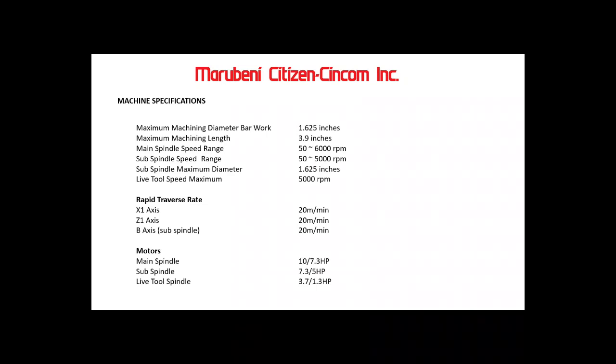Rapid traverse rates on all axes are 20 meters a minute. The maximum power rating for the main spindle is 10 horsepower. The sub-spindle is rated at 7.3 horsepower and the live tool power at 3.7 horsepower. These are all per 15 minute rating.